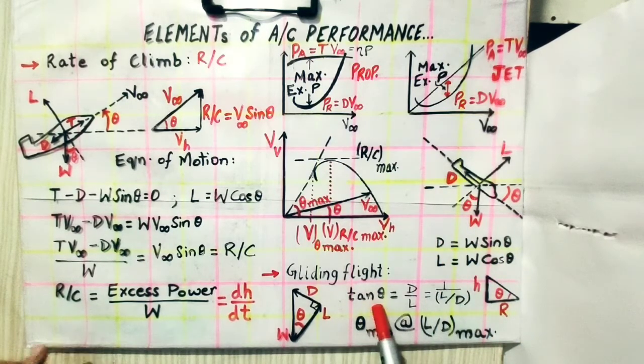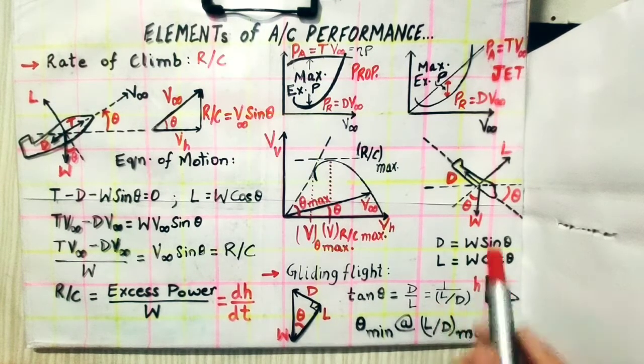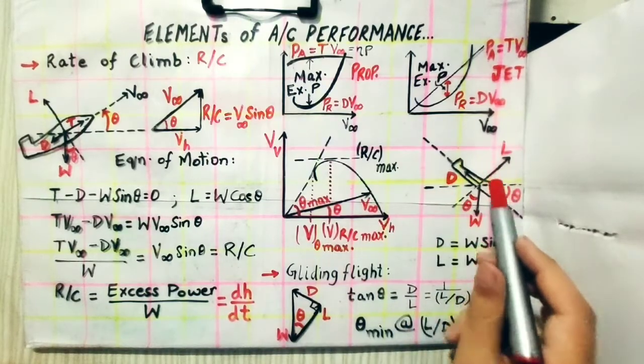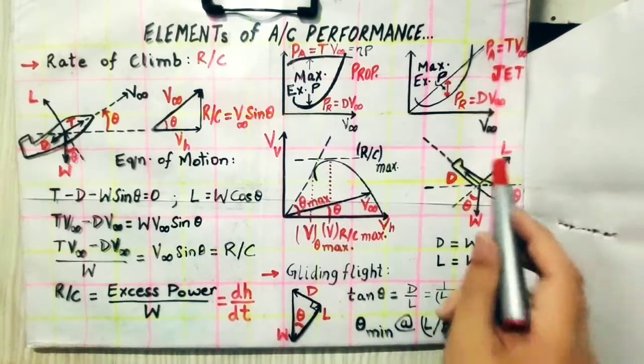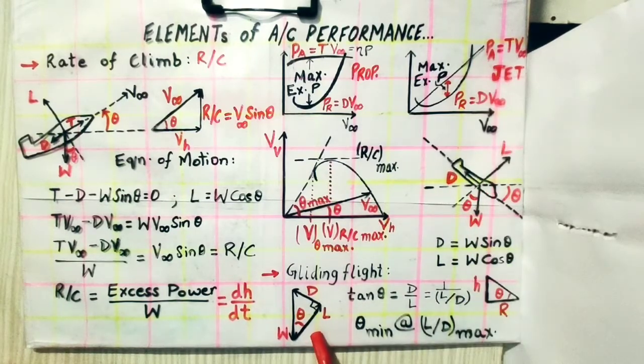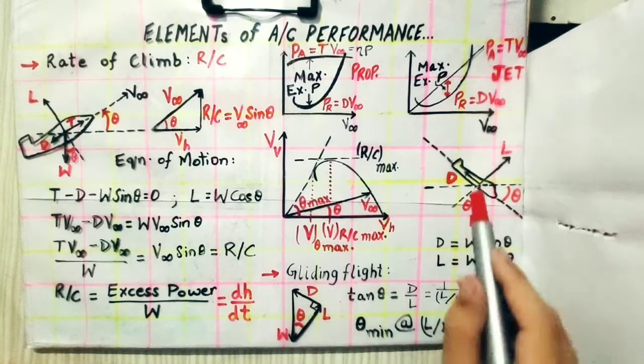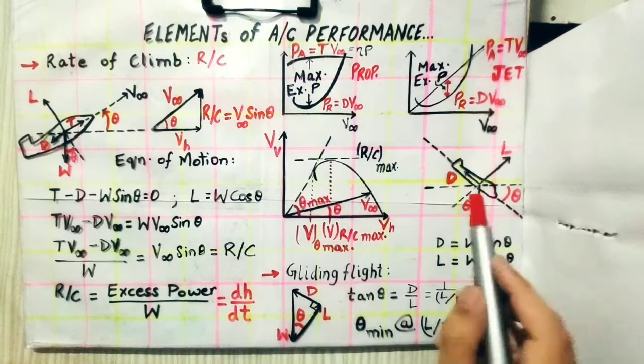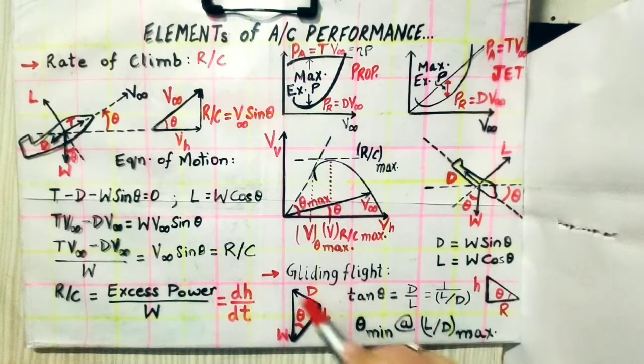Here we have seen that tan theta equals D by L, and it is equal to 1 by L by D. And from this graph as well, we can see tan theta, when seen from these vector notations, that drag, lift and weight, when combined and shifted, will show that weight is acting downward, lift perpendicular to v infinity, and drag in the direction of flight path. So tan theta, for this lift and drag being perpendicular, will be perpendicular upon base, D by L, which we have seen here from the equation as well.